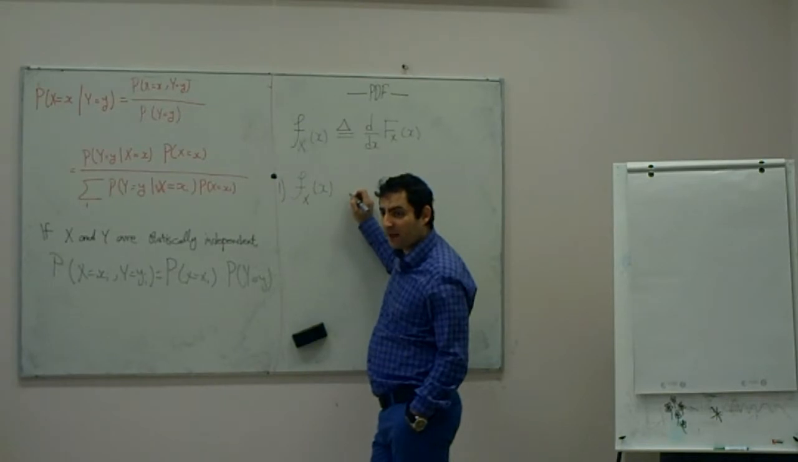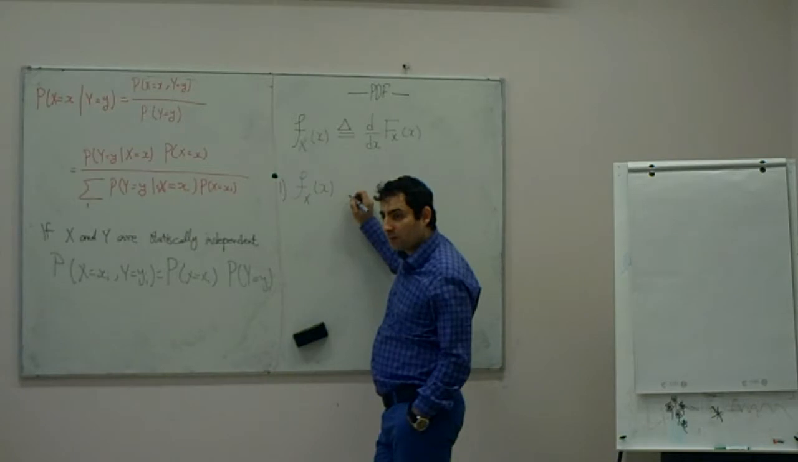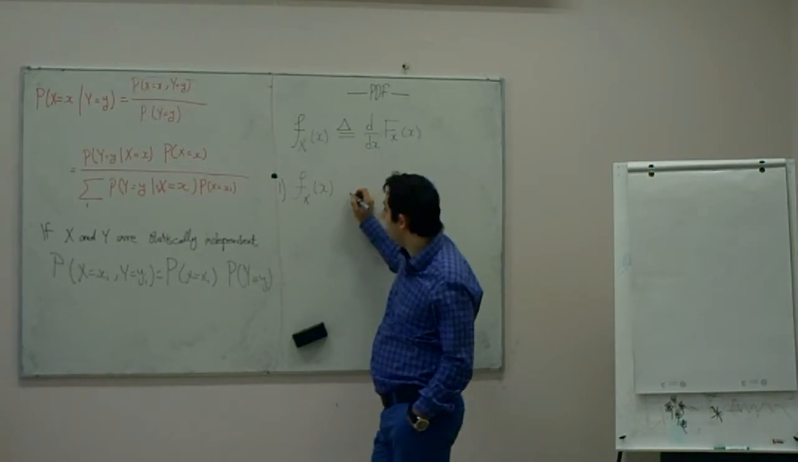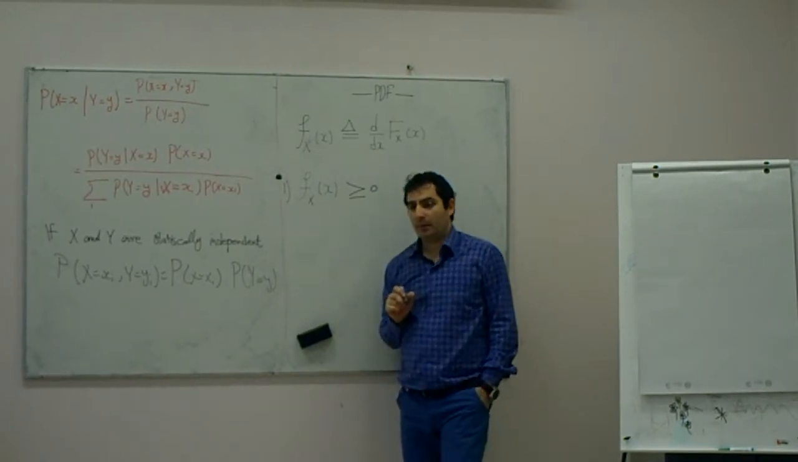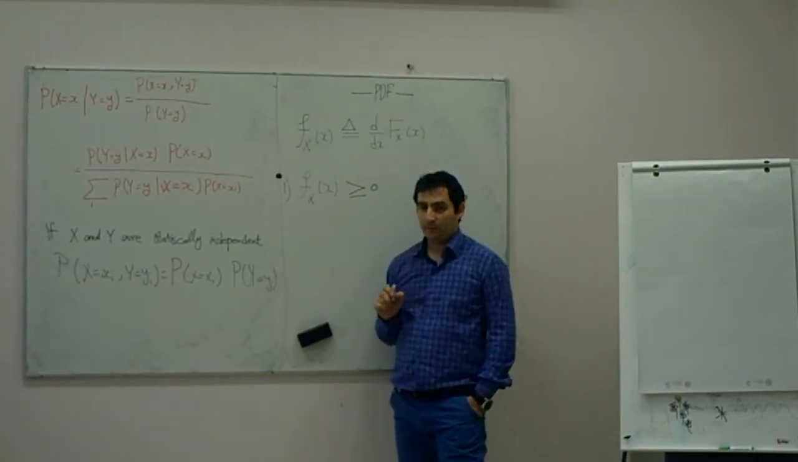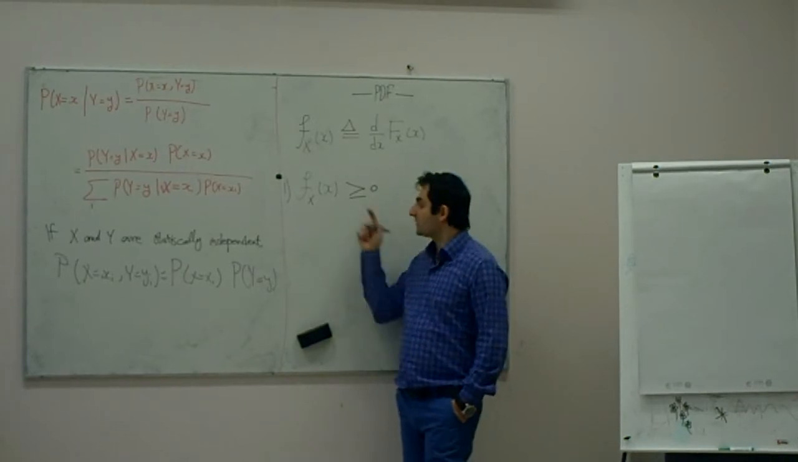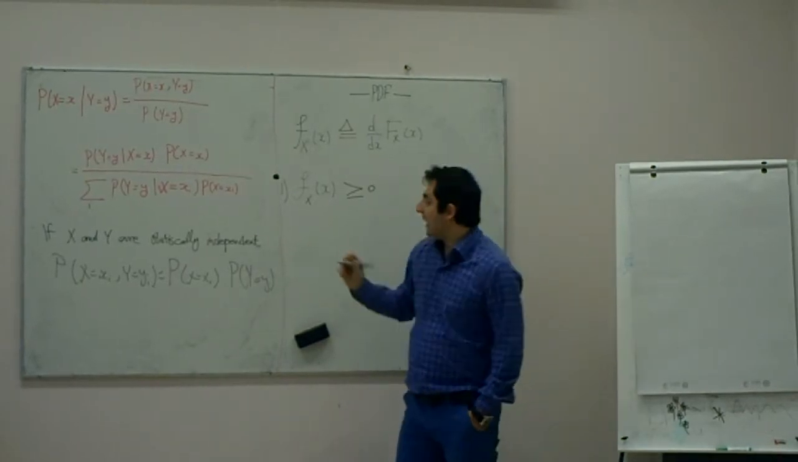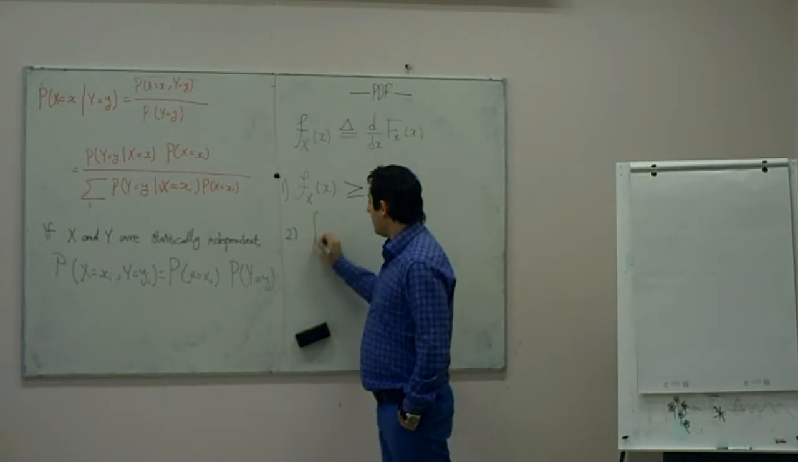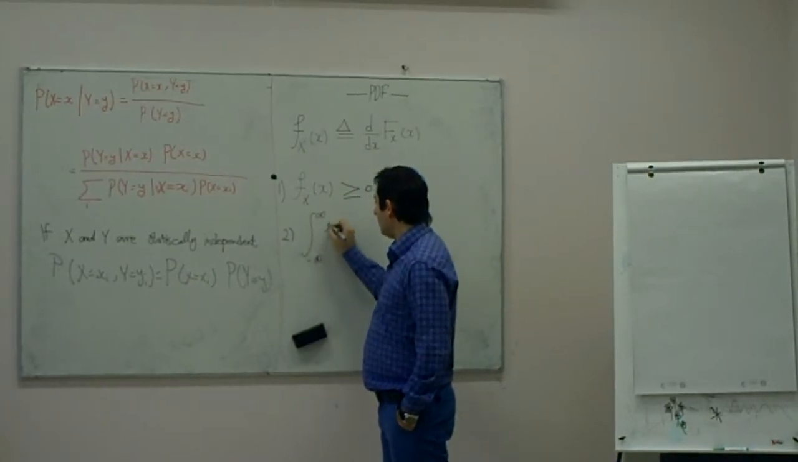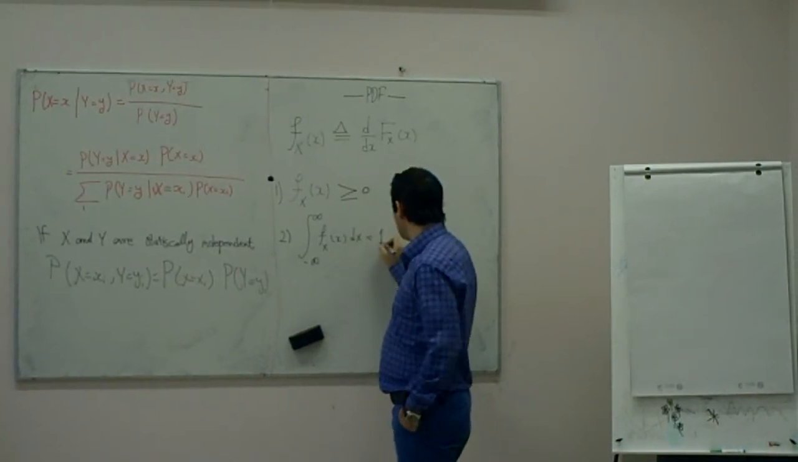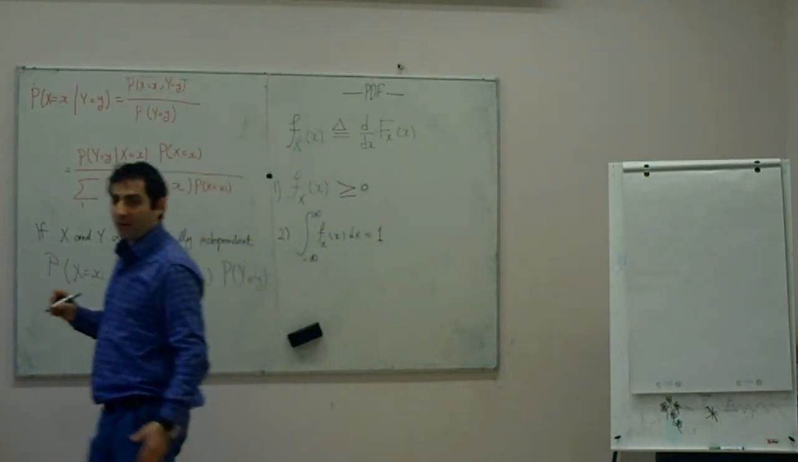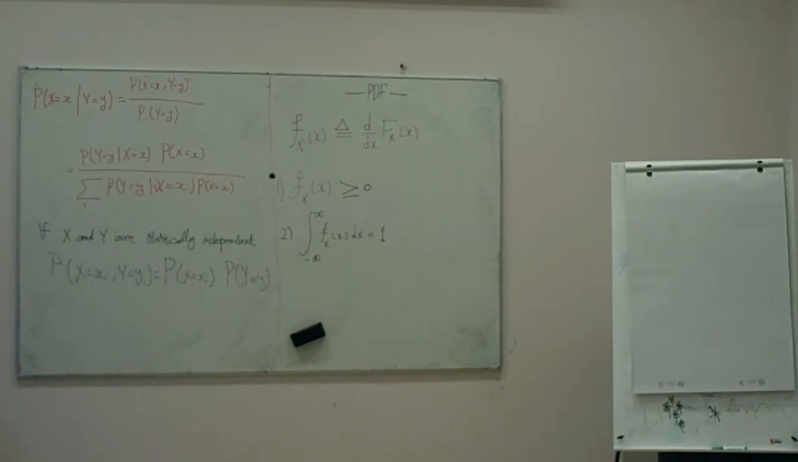So when will it be negative? It is always greater than or equal to 0. We know that probability cannot be negative. 0 is a possibility, but it's always greater than or equal to 0. Now, if the integral is from minus infinity to infinity, what is the result? 1, because the addition of all the probabilities is equal to 1.